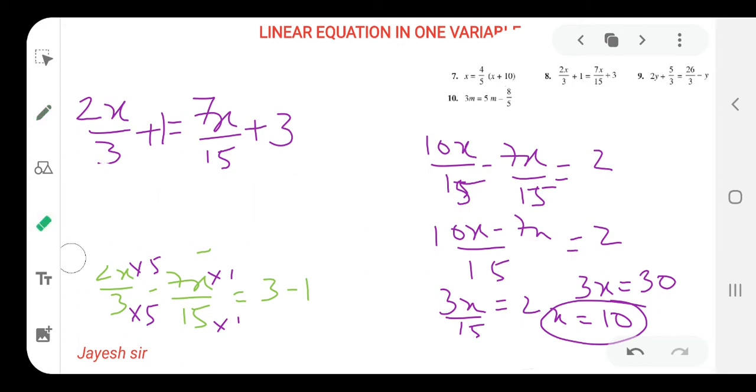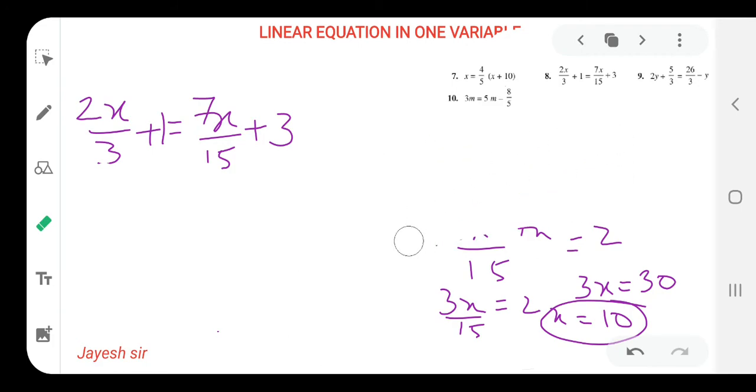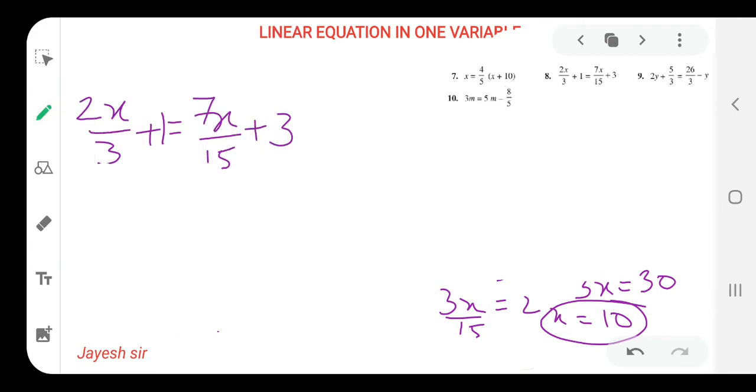Now what we are supposed to do, we'll put the value for x as 10 and check whether we have found the answer correct or not. Yes, so let's put the value for x over here and check whether we have found the answer correct or not. Value for x is 10, so 20 by 3 plus 1 is equals to 7 into 10 by 15 plus 3.